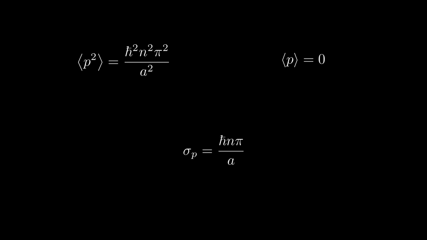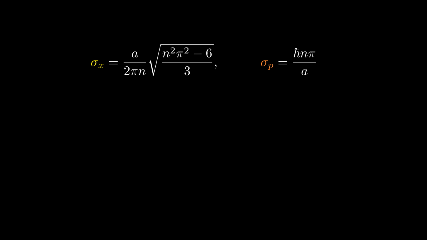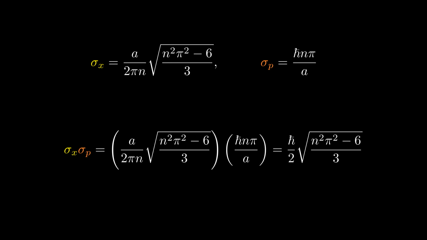In summary, we've calculated the expectation values for position and its square, as well as for momentum and its square. Using these results, we've also determined the standard deviations for both position and momentum. It's important to note that all these expectation values are time-independent, which is why we refer to such states as stationary states. Now, let's consider the product of the standard deviations of position and momentum.